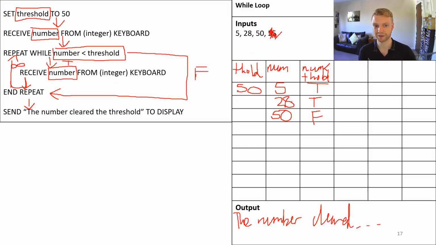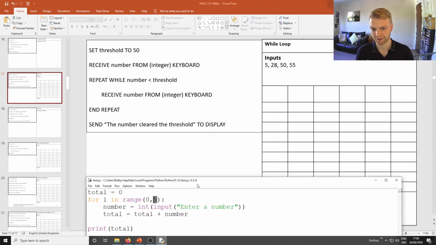Now, we only went around a few times, but it will go around forever until you beat that threshold. I think of it as, you actually want to get a false with a while loop, you want to escape the loop, right? So how do we do this in Python? Let's just get Python up.